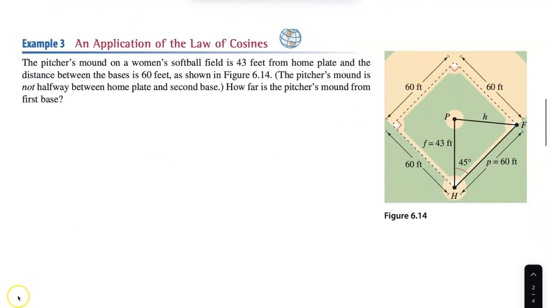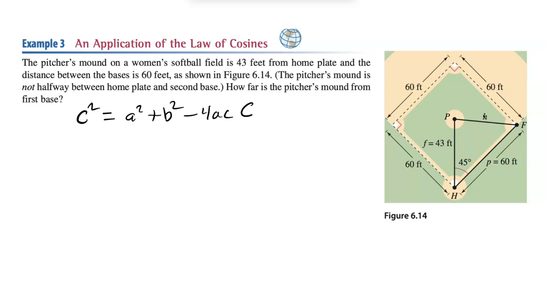Okay, if I want to do an application real quick. So the pitcher's mound of a women's softball field is 43 feet away from home plate. So there's 43. And the distance between the bases is 60 feet all around. How far is the pitcher's mound from first base? So that tells us this is a 45-degree angle, perfect. This would be no pairs, law of cosines. So I just have to figure out what this guy is. So we're going to use the formula c squared equals a squared plus b squared minus 2ab cosine of c. Now remember, the general rule is whatever you're looking for is your c.